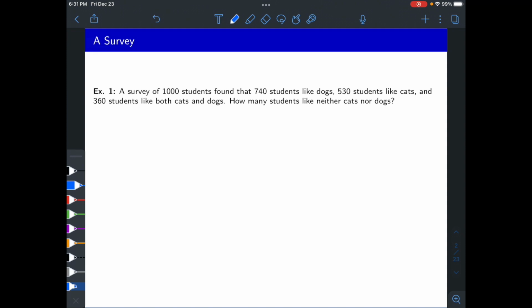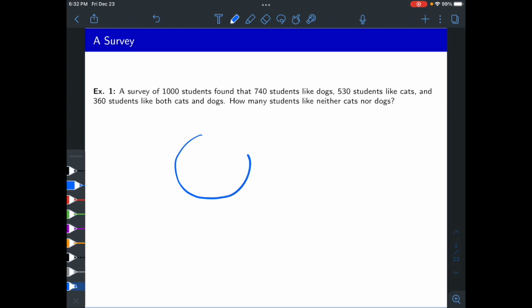All right. First example, let's say that we have a survey of 1,000 students, and that in that survey they find that 740 students like dogs, 530 students like cats, and 360 like both cats and dogs. How many students like neither cats nor dogs?